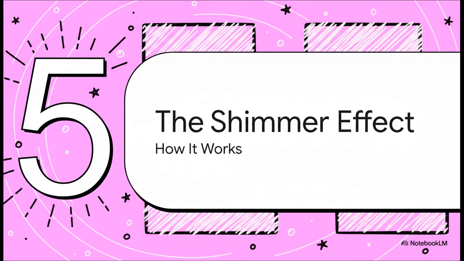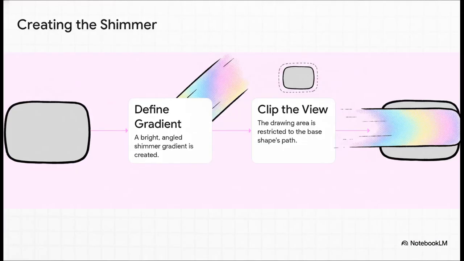But you know what really sells this and makes it feel modern and alive? It's that subtle little shimmer effect that sweeps across the placeholders. It's a visual cue that tells the user, hey, we're actively working on it. So how is that actually created? Now, the component handles all of this complexity for you, which is awesome, but the technique itself is really clever. Let's peek behind the curtain.